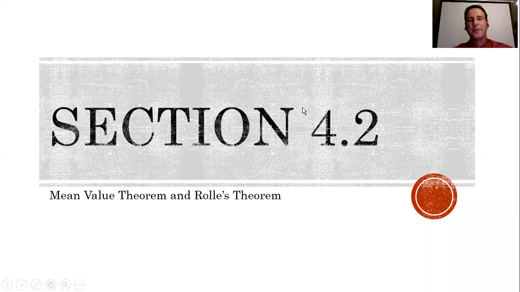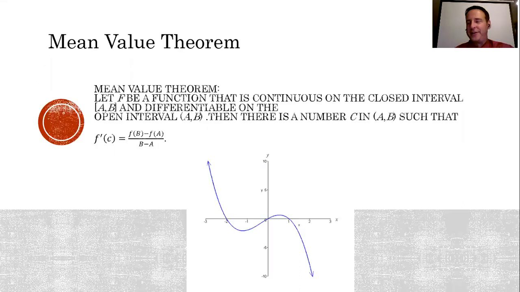All right, ladies and gentlemen, this is 4.2, which is the mean value theorem and Rolle's theorem. This is actually quite short. I've only got a couple slides for it. So let's get busy. Just in general, remember we had the intermediate value theorem, IVT.